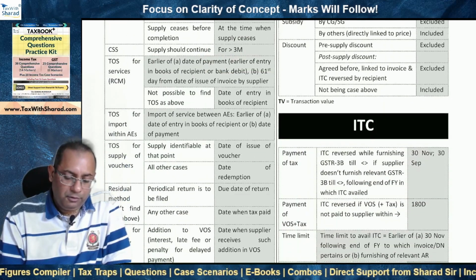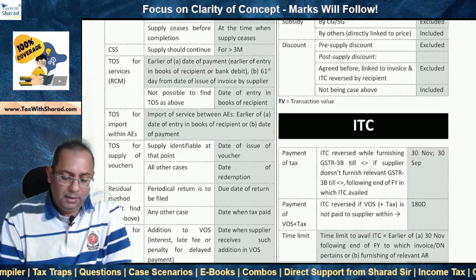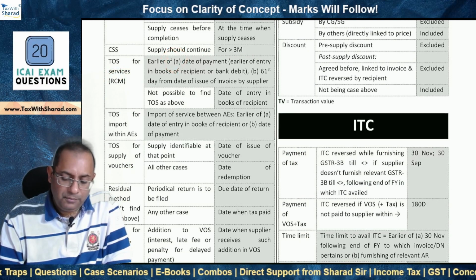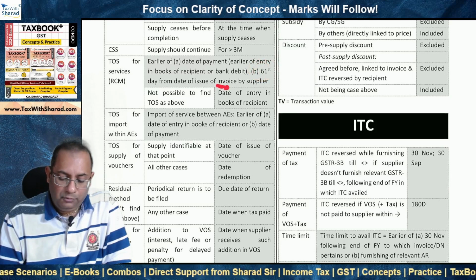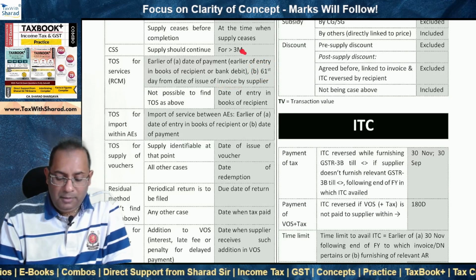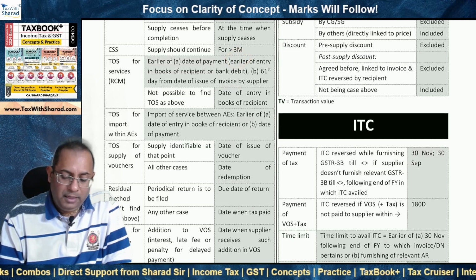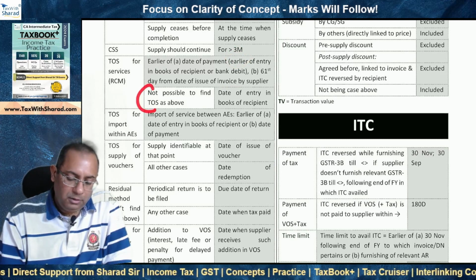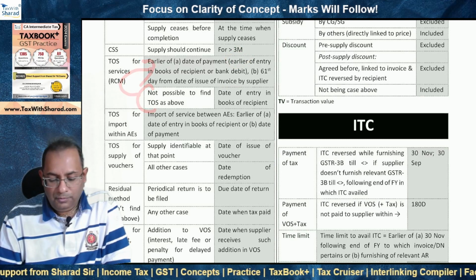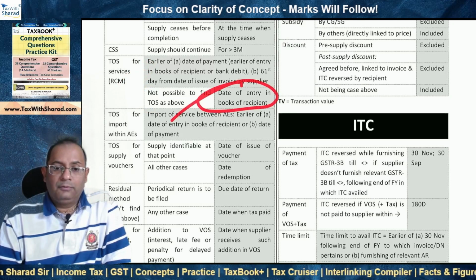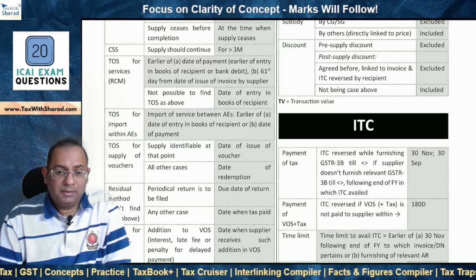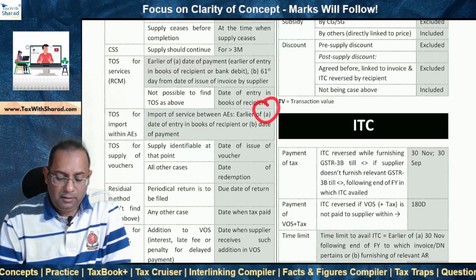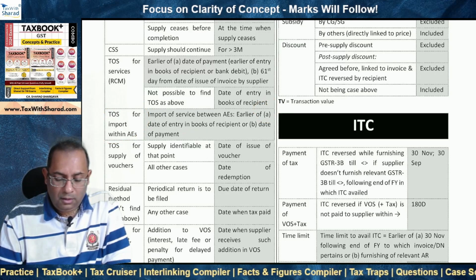Time of supply for services under RCM. It is the earlier of date of payment or 61st day from date of issue of invoice by the supplier. Date of payment is the earlier of entry in books of account or bank debit. Where it is not possible to find the time of supply as per this rule, then it is the date of entry in the books of recipient. Time of supply for import within associated enterprises. It is the earlier of date of entry in the books of recipient or the date of payment.